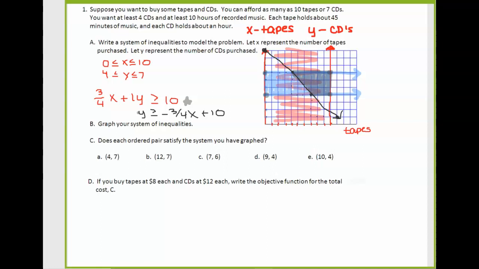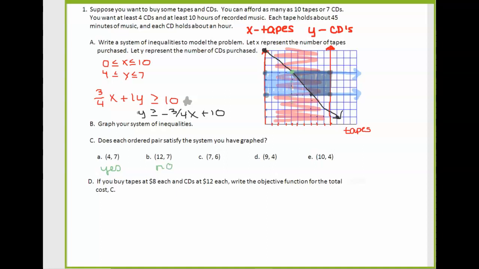Then it asks, does each ordered pair below satisfy the system of your graphed equations? So we have 4, 7. So does 4, 7 work? Yes. 4, 7 is actually one of the vertices of my graph. It's up here at the point of intersection. Then you have 12, 7. 12, 7 will not work. I don't even, in my opinion, need to check because I know that my x was maxed out at 10. So a 12 is beyond my 10, so that's a no.